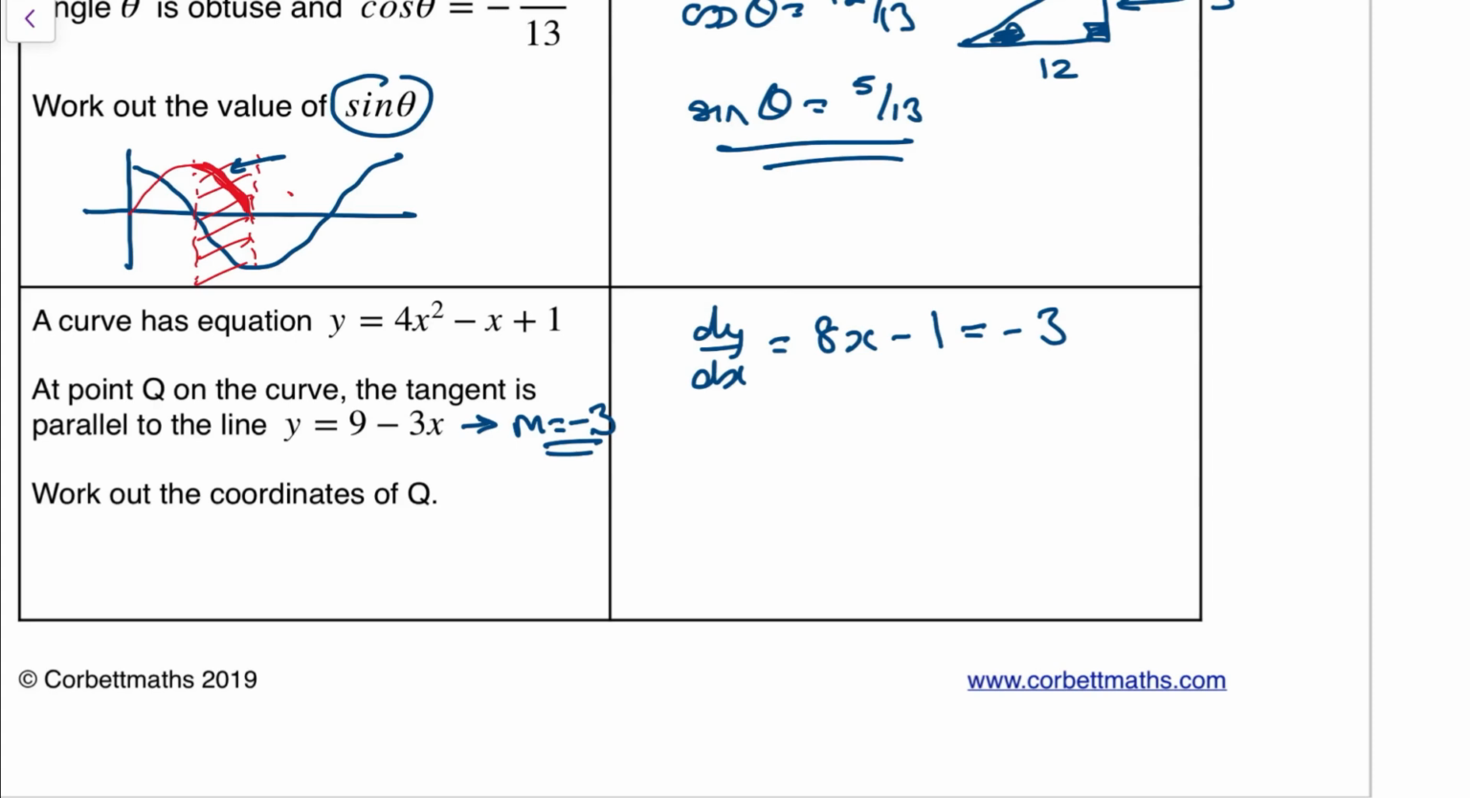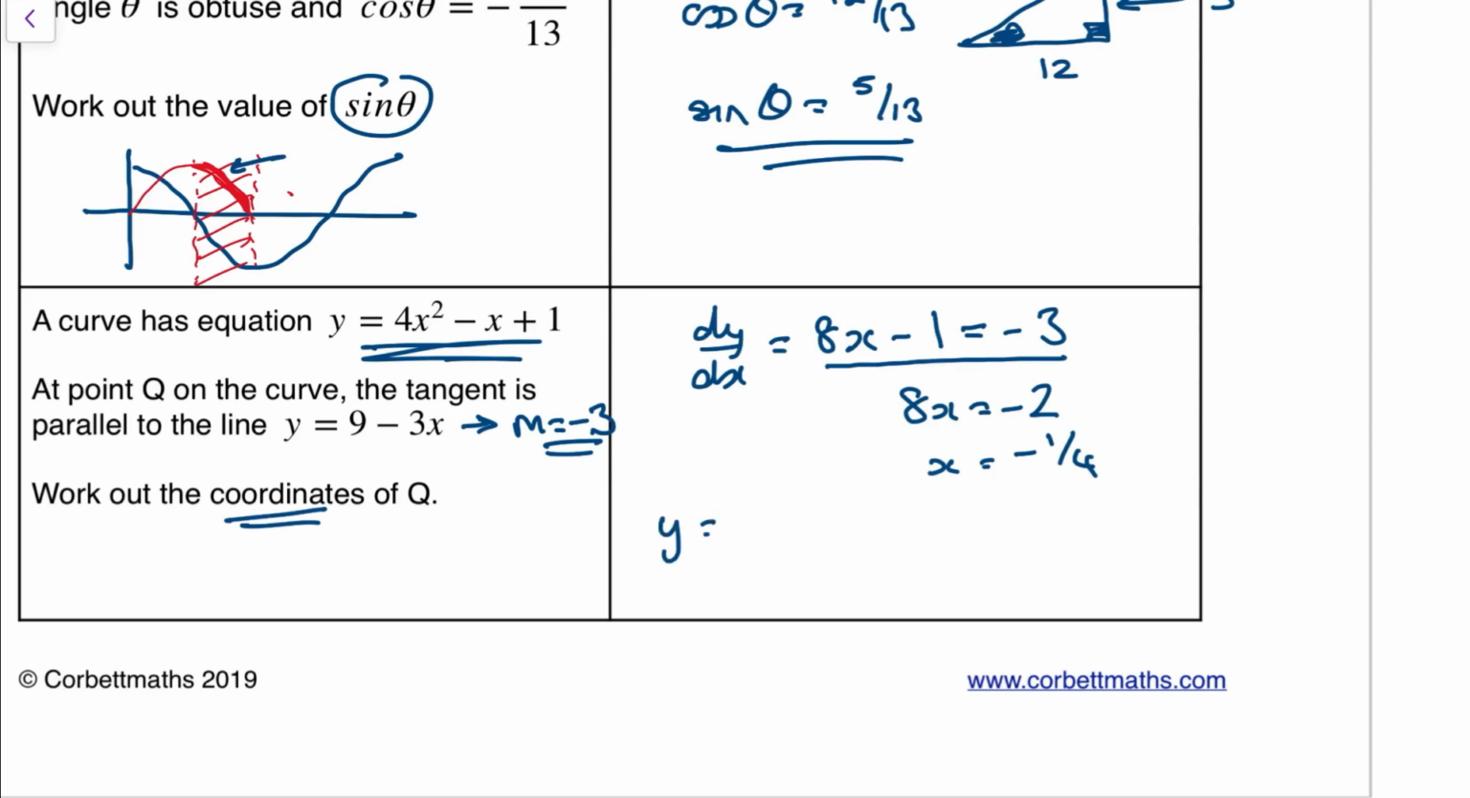Okay, so the next question is, how do I solve it? Well, of course, this is just a fairly straightforward linear equation, isn't it? So add 1 to both sides, tells me that 8x equals, well, minus 3 plus 1 is minus 2, divided by 8 is going to give me minus a quarter. That's my x value, but it wants the coordinates of Q. So I'm going to have to put my x value back into here.